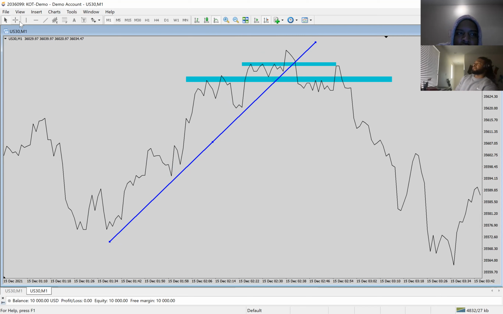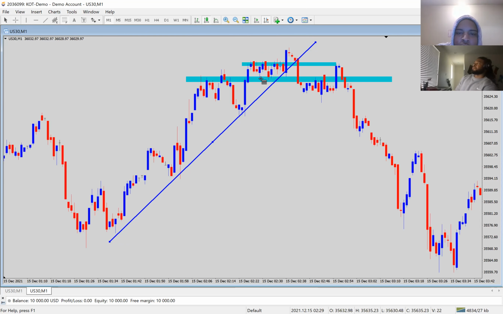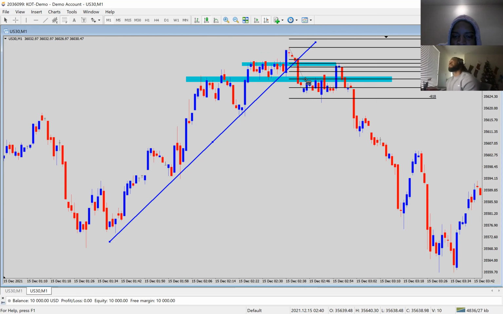But instead of just trying to sell it as it's breaking, which a lot of traders would do on higher time frames, they get their money snatched because it pulls back. But for us, we know that we just broke structure. So now what can we do? Start from the bearish momentum.